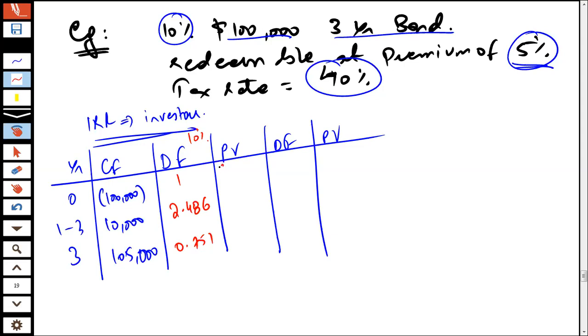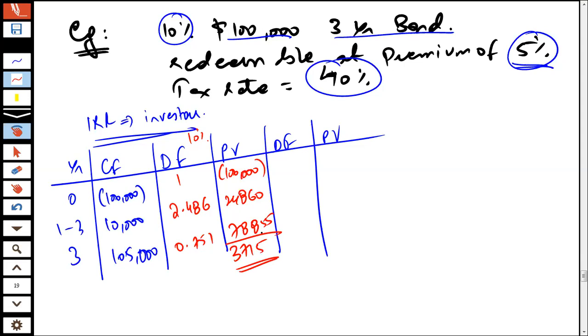So what do we have? We have 100,000 as an outflow here. We have 24,860 here. And then 0.751 into 105,000, so it is 78,855 here. So 3,715 is the present value.